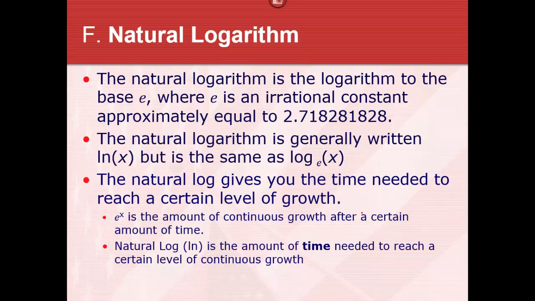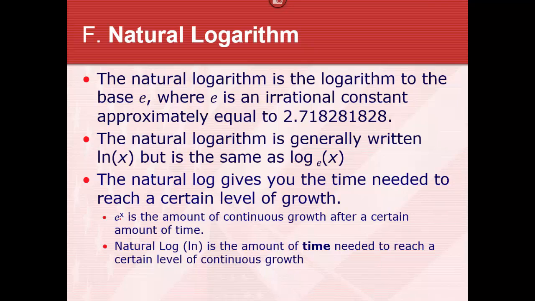Your natural logarithm is the logarithm to base e, where e is your irrational constant, approximately equal to 2.718281828, and it keeps going, right? Because it's irrational. The natural logarithm is generally written as ln of x, but it's the same thing as log base e. Sometimes you'll want to use log base e, but you have to remember that ln is the same thing as log base e.